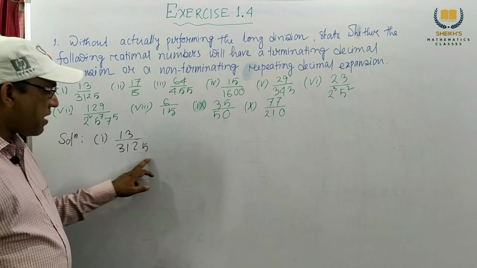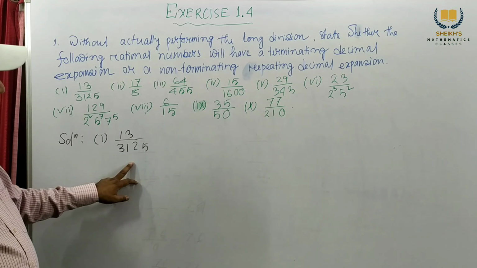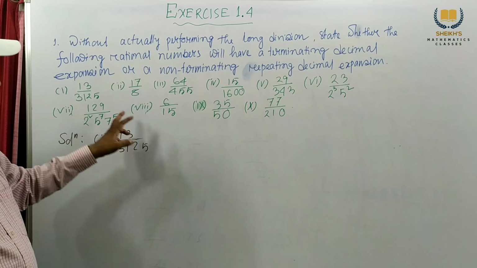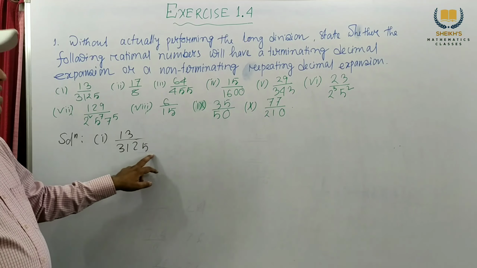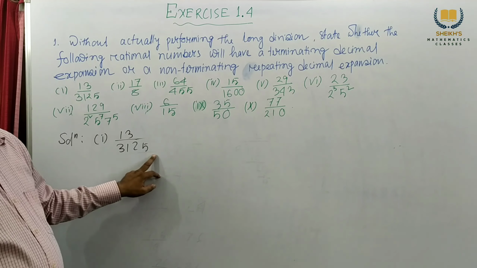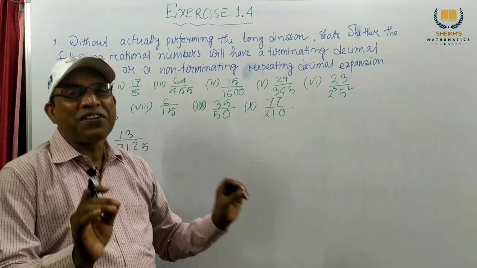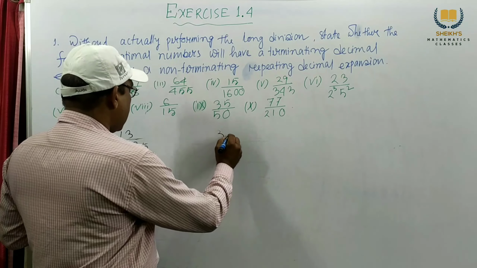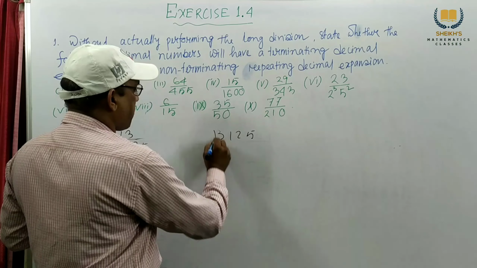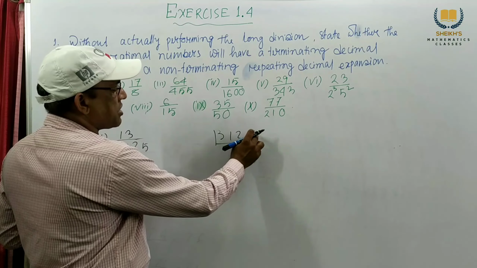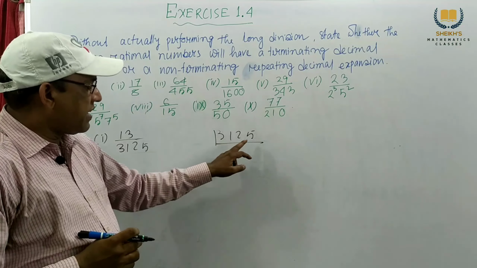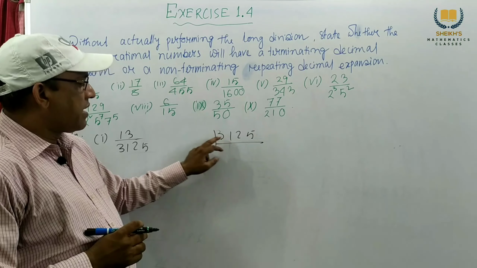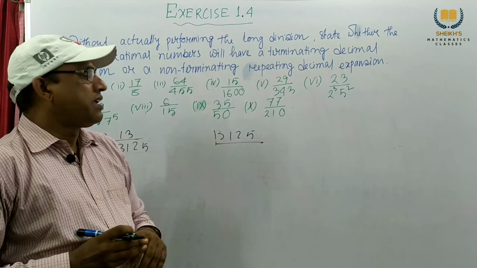So first we expand; we can divide this by this, but here, without actually performing the long division, no need to divide, we just want to say whether this is terminating or non-terminating. Now first we take the prime factorization of 3125. The last digit is 5. If we add the digits, 3125, it is not divisible by 3.